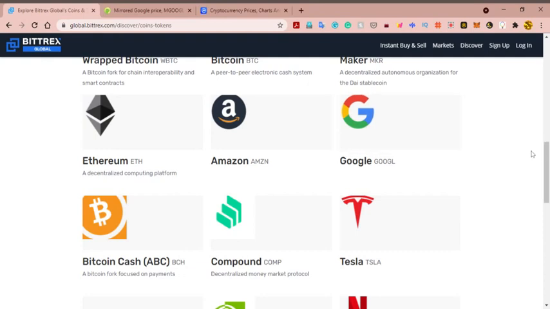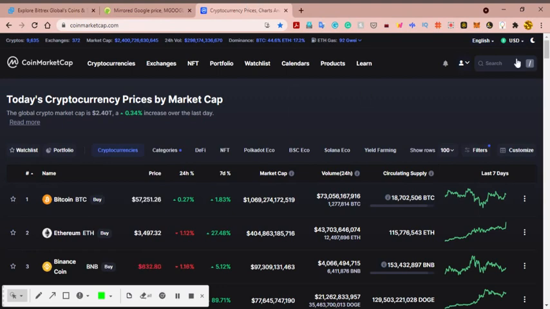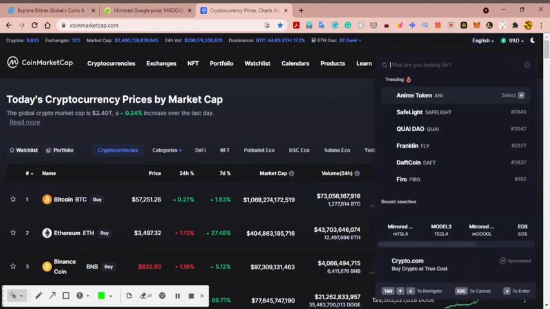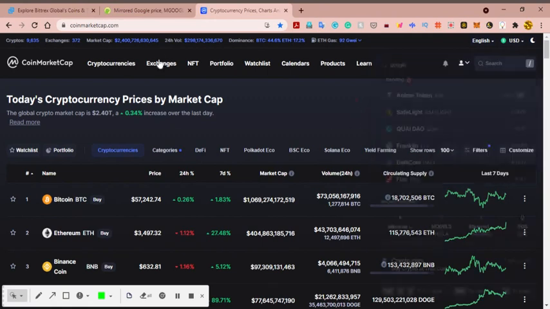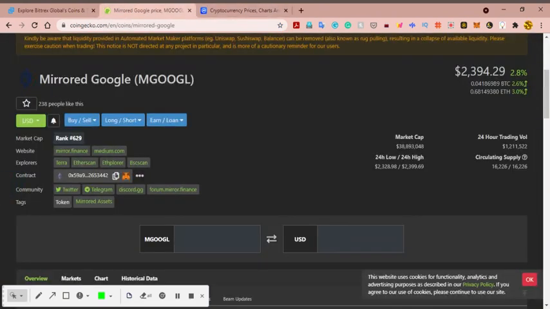Now, if I am new, I come here and I see that Google has a tokenized option, or Tesla. I want to buy Google, but I don't have 2,000 for a share. So I can come to CoinMarketCap and type in Google, and it will tell me that I'm able to buy it on FTX exchange as well as Bittrex. So that tells me I'm able to do that on the two exchanges. It also gives an option for mirrored Google. If I don't know what mirrored Google is, I can simply look it up.